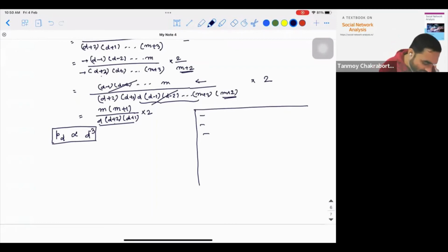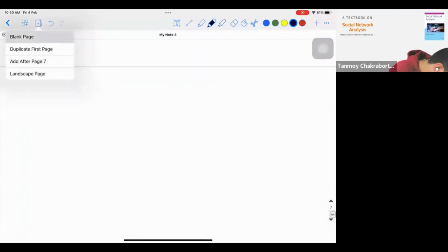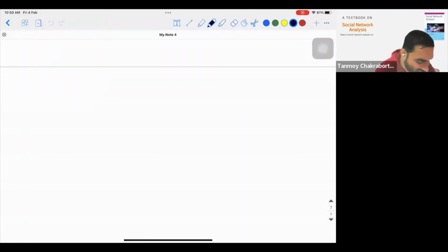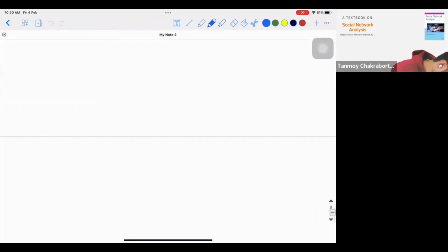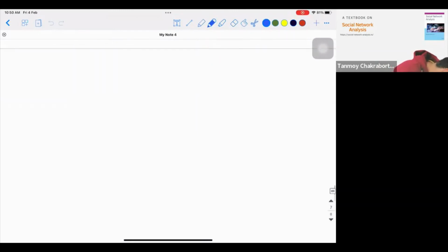Okay, so the last model that we discuss today is called the Price model.